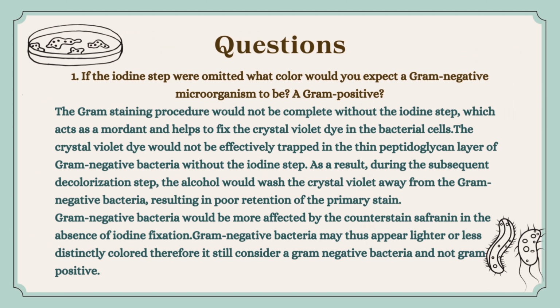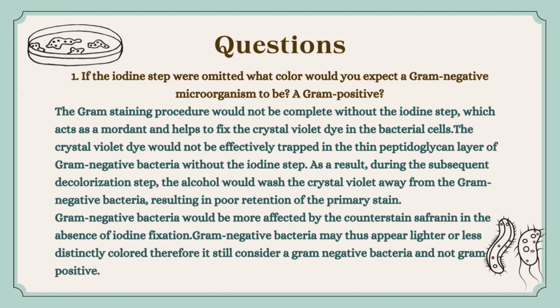Let's look at the questions now. Question number 1. If the iodine step were omitted, what color would you expect a gram-negative microorganism to be? A gram-positive? The gram staining procedure would not be complete without the iodine step, which acts as a mordant and helps to fix the crystal violet dye in the bacterial cells.